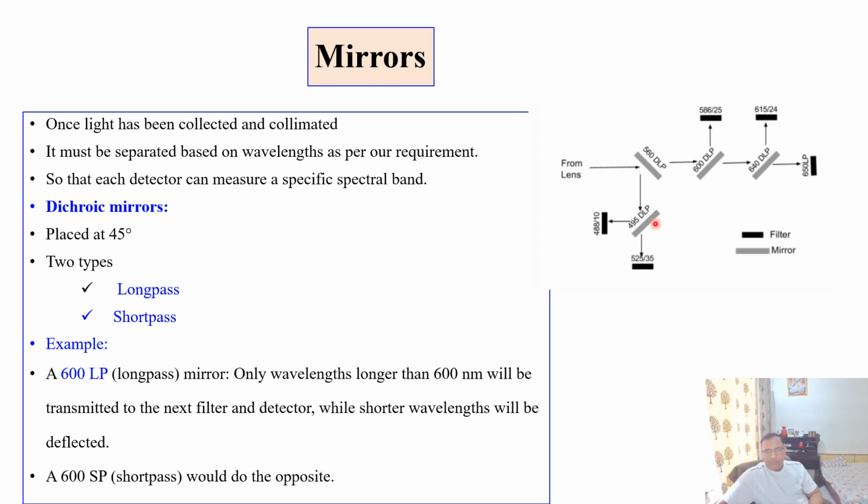Here you can see another mirror is arranged to further separate the light. In this way, different wavelengths of light are separated before the filters and detectors, so that our detector can precisely detect the light of optimum intensity. So this is about the mirrors.